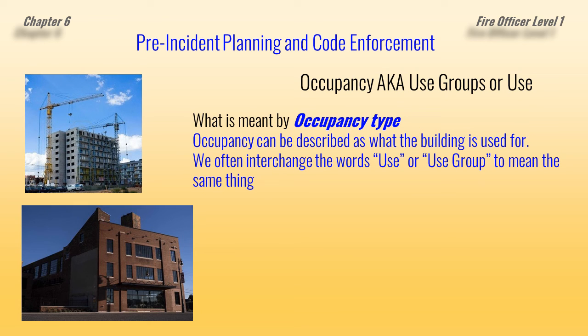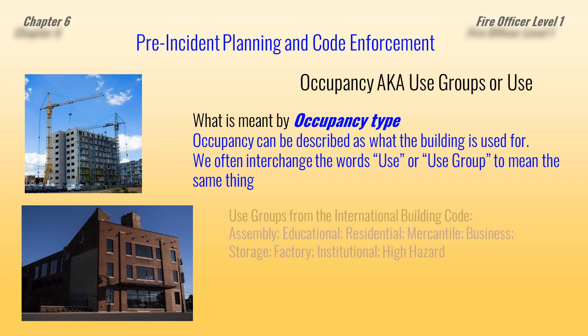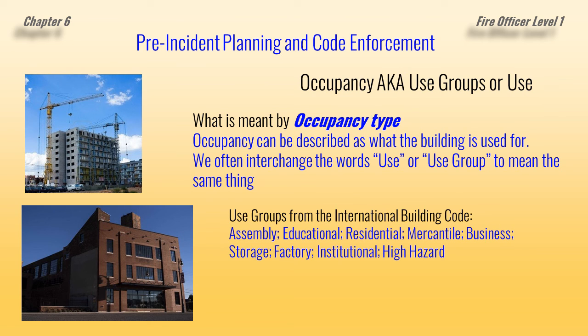So we're going to just go back to use groups real quick. I know I talked about it, I believe, in the first one or two slides, but use groups or occupancy. So what is the occupancy type? Occupancy can be described as what the building is used for. We often interchange the word use or use group to mean the same thing. So in the building code, we have some use groups or occupancy types that we deal with. So we can have assembly and educational, residential, mercantile, business, storage, factory, and institutional or high hazard.